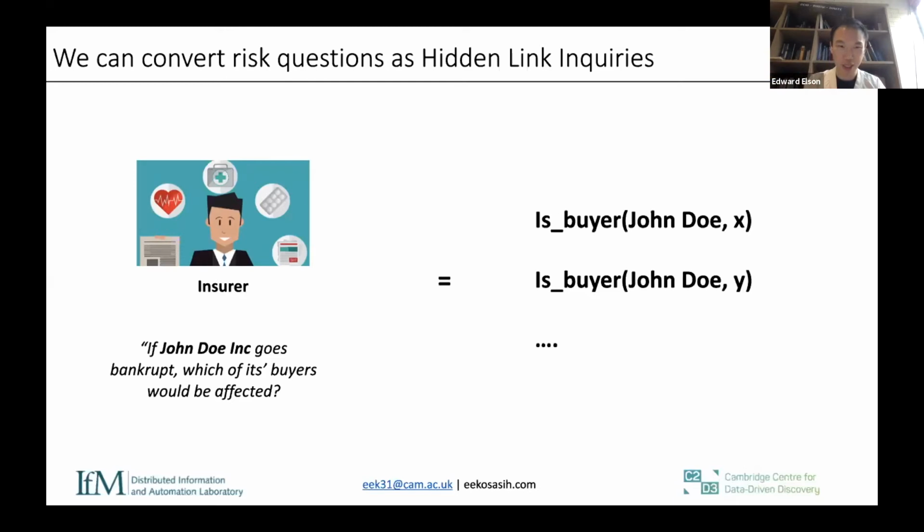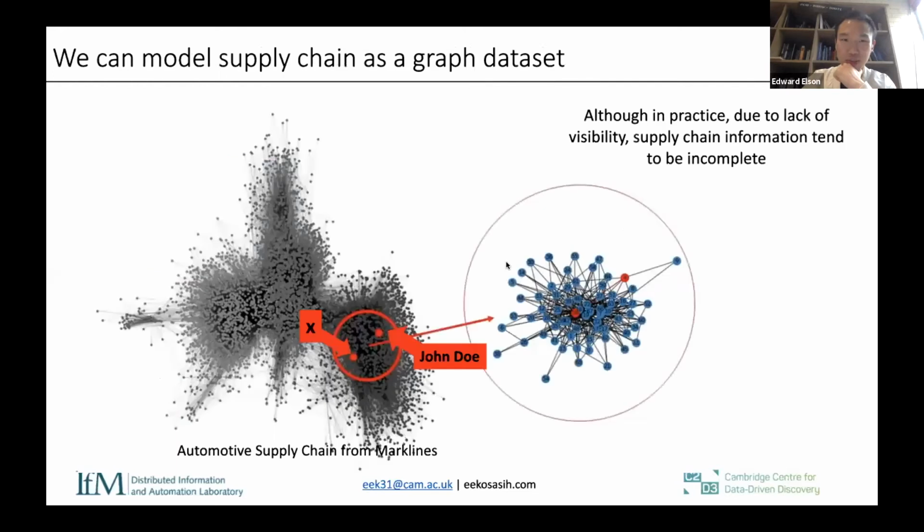The point of this slide is that some risk questions could be treated as an inquiry on the existence of a hidden link, and hence this becomes a link prediction task. Now, before I go on to the link prediction task, if I model the supply chain as a graph, this is real supply chain data. If I model this as a graph, then the question becomes, if I pick two random nodes, can I predict if there's a hidden link between the two companies? The reason why this is interesting is because in supply chain, there's this known problem of visibility.